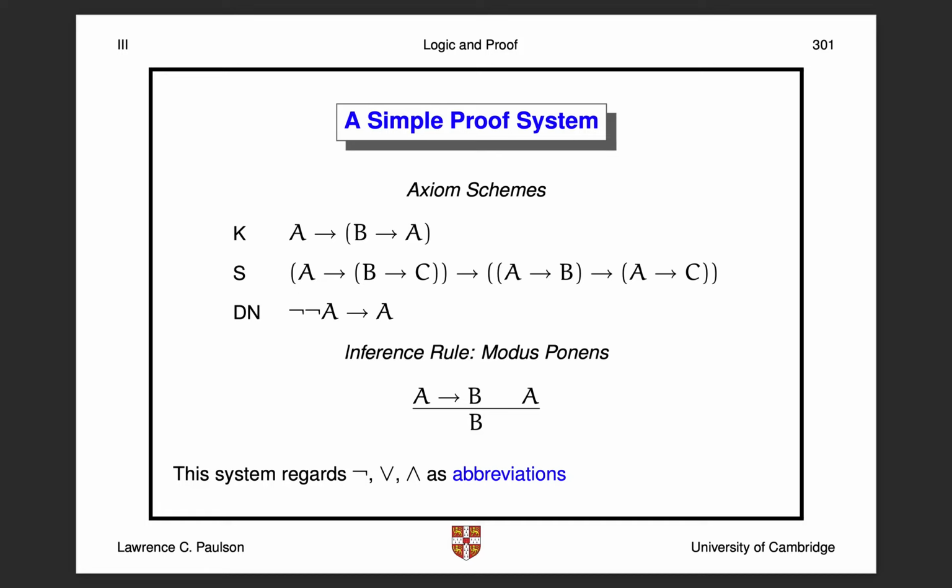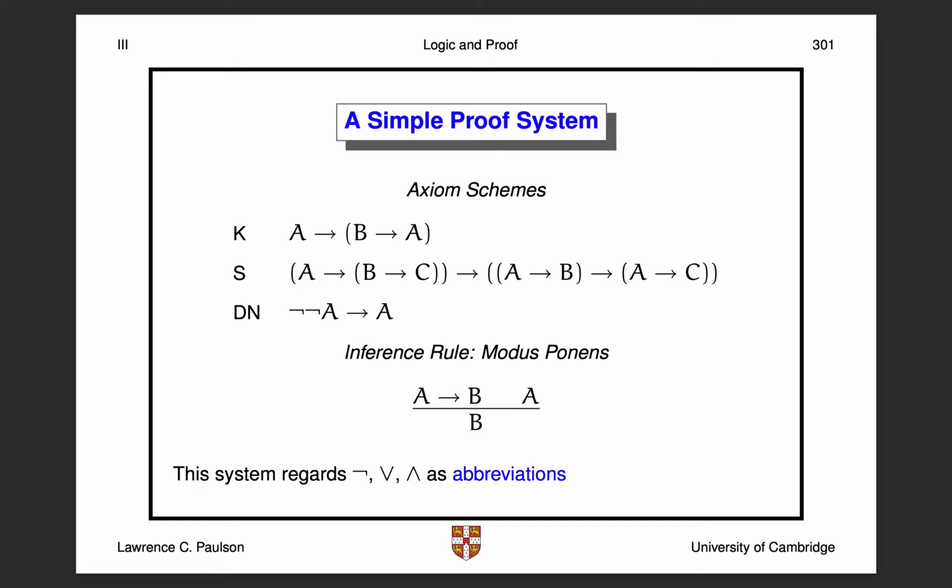What I'm showing you here is a simple proof calculus for propositional logic. K is the name of an axiom, S is the name of another axiom. These are axiom schemes, that is to say, where you see A, B, C, these can be replaced systematically by any propositional formula. So, if you like, axiom K abbreviates infinitely many different axioms, but all having the form shown.